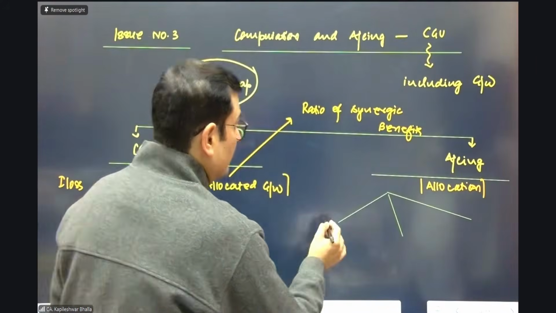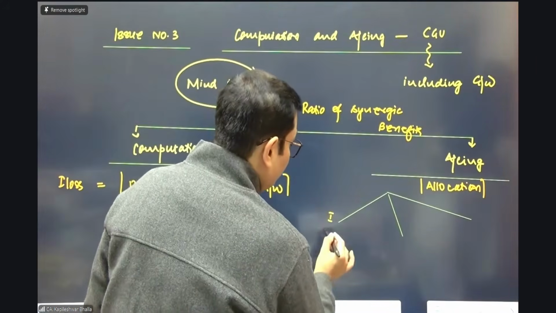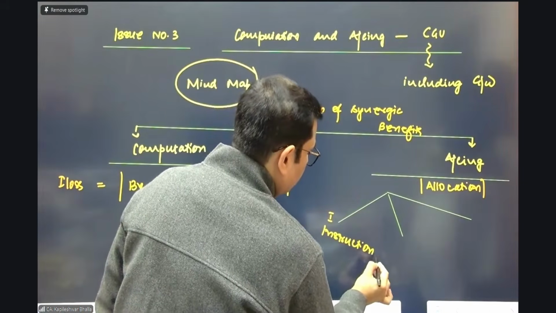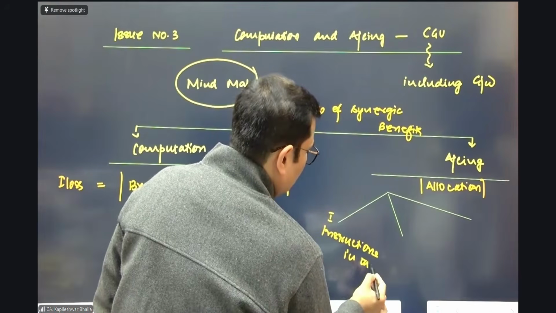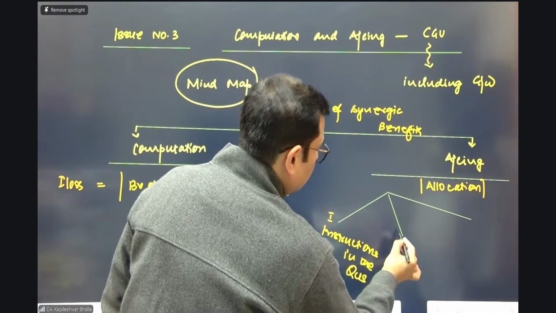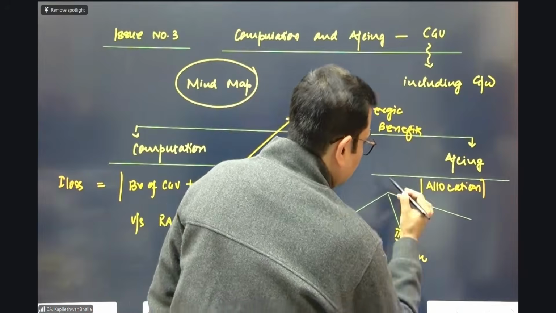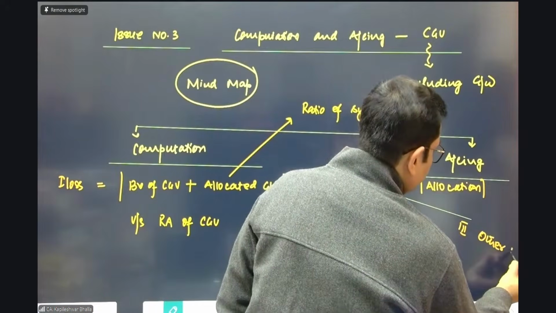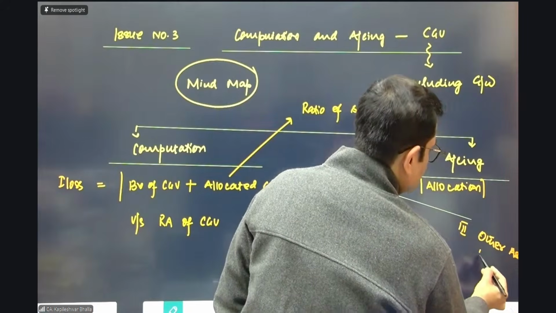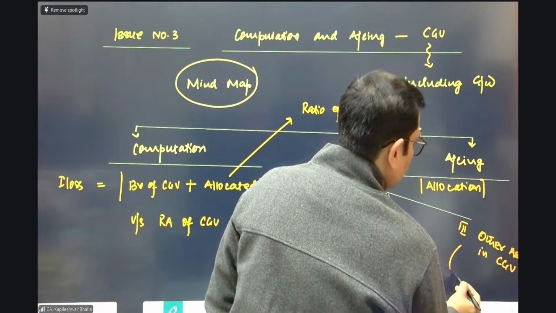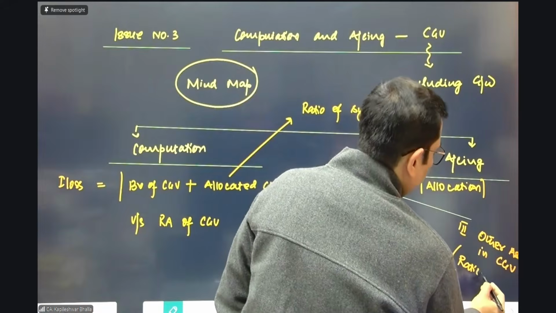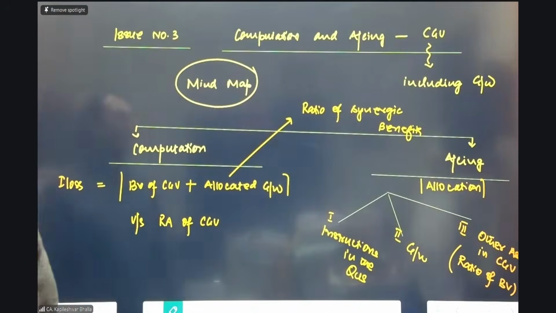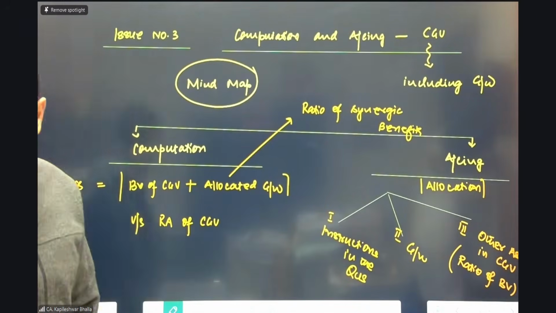So I would say the priority number one is that we will first of all look at the instructions in the question. The second is we'll decrease the allocated goodwill. And the third is you can say other assets in CGU, and this will be in the ratio of book value. This is how the allocations will be done.